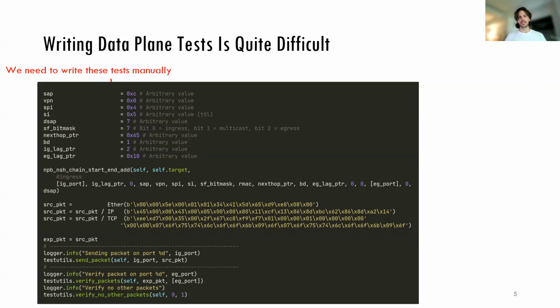The code blob I'm showing here is how a real Python packet test looks. And you need it for a Tofino data plane model just to forward a TCP packet. Lots of hex code, right? So in practice, we don't write a lot of these tests because of how exhausting it is.